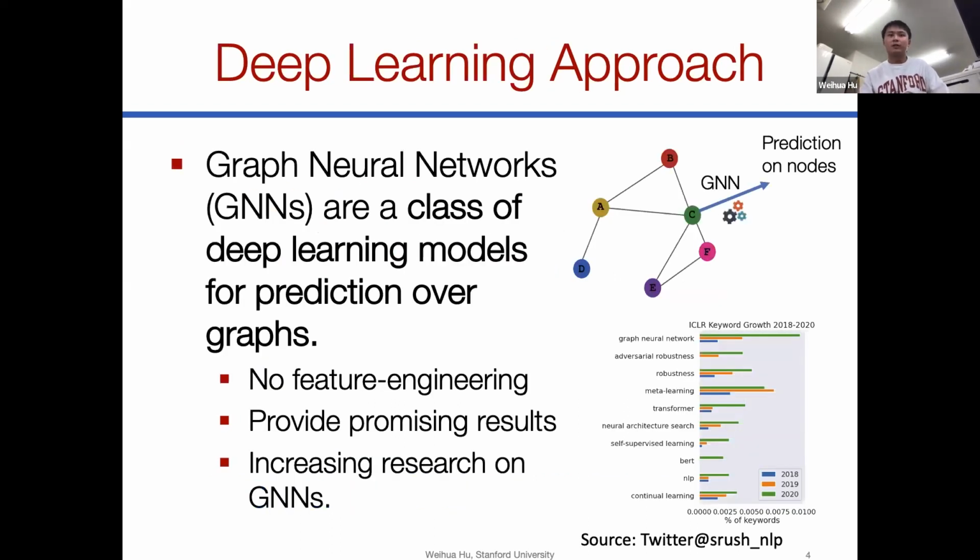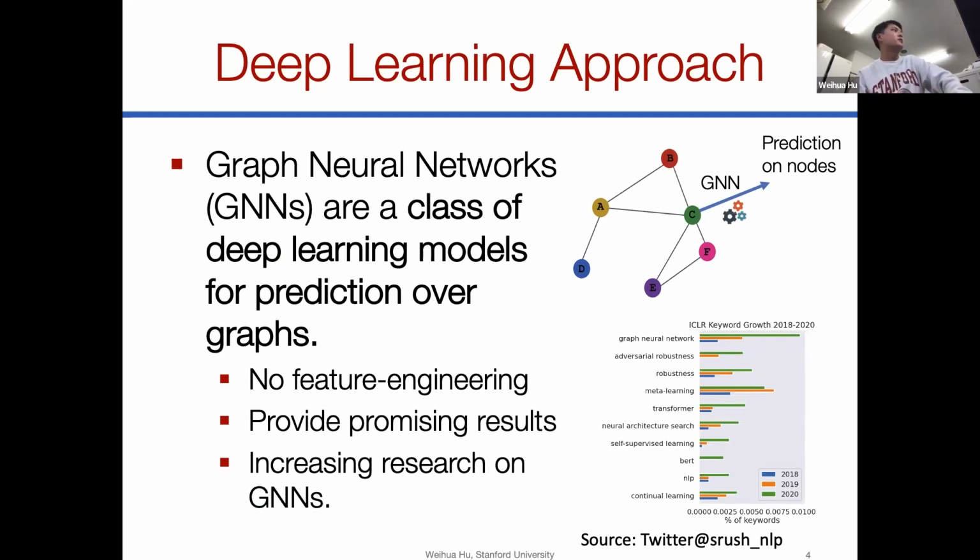So recently, what is getting a lot of attention is a deep learning approach. Especially here, I'm going to focus on graph neural networks, which are a class of deep learning models for making predictions over graphs. I'm going to introduce GNNs later, but there's no need for feature engineering in this GNN approach. And these graph neural networks provide promising results on many application tasks, like a variety of node classification, link prediction, and graph classification tasks.